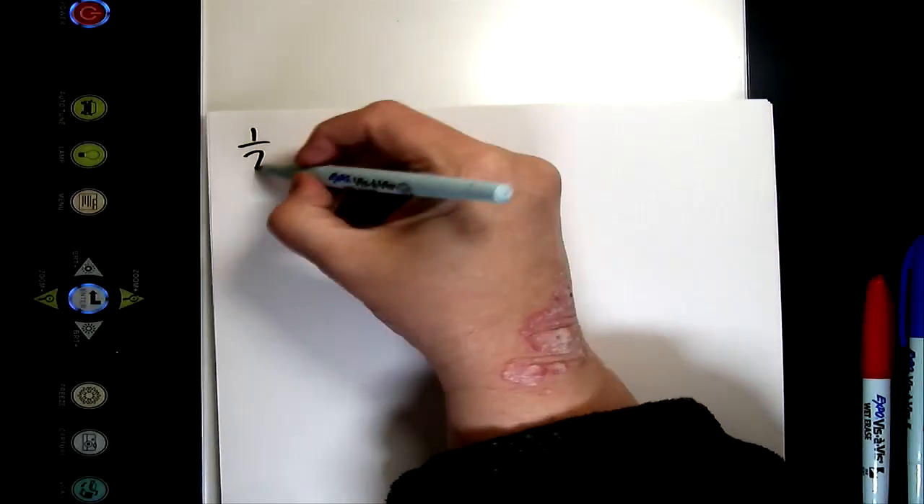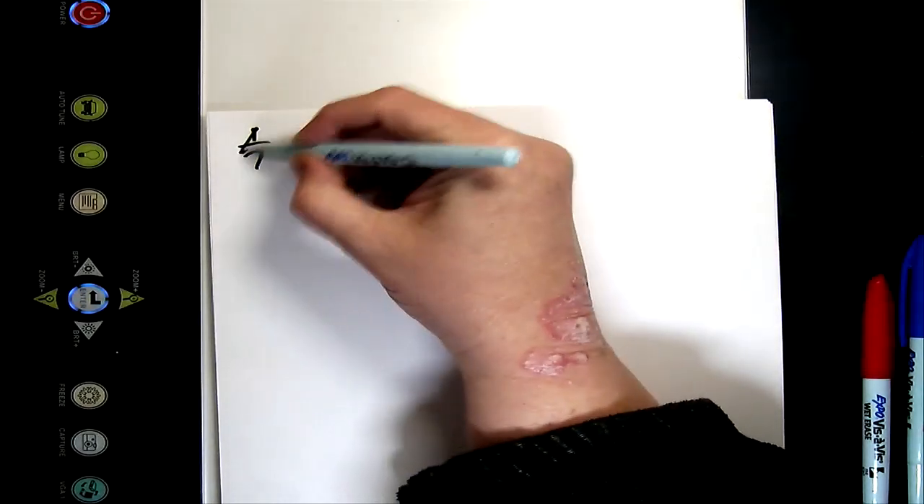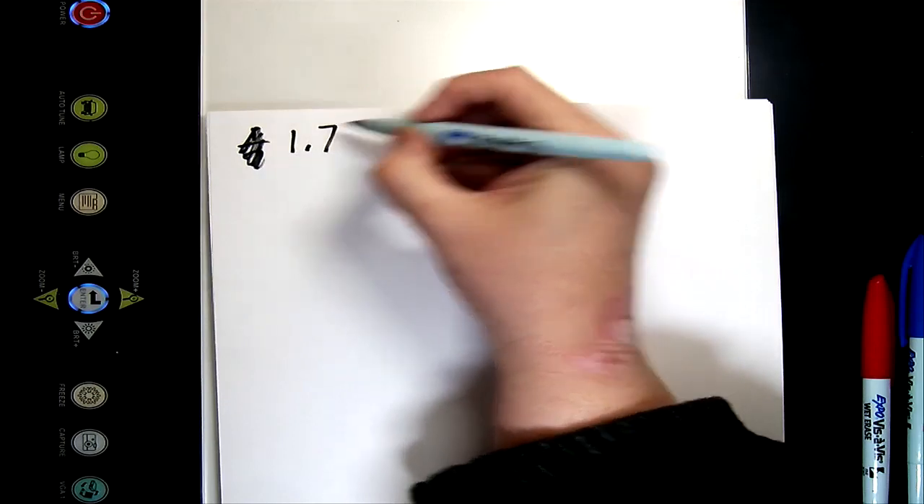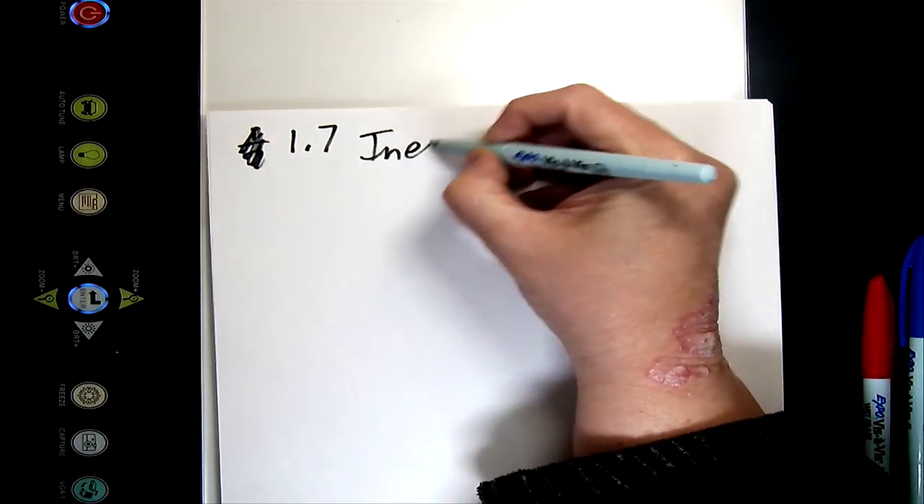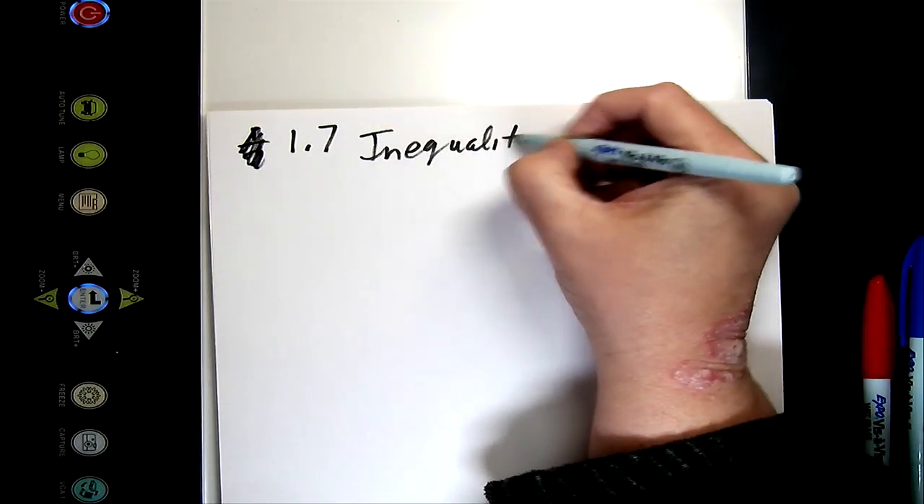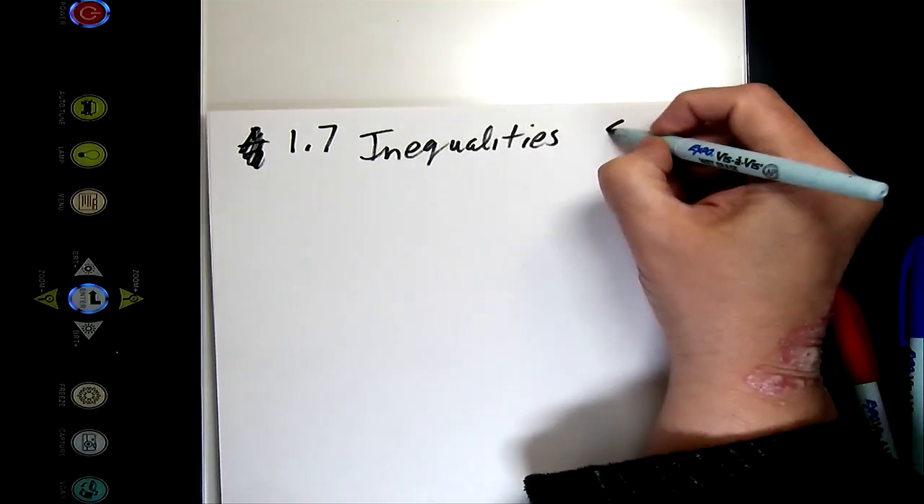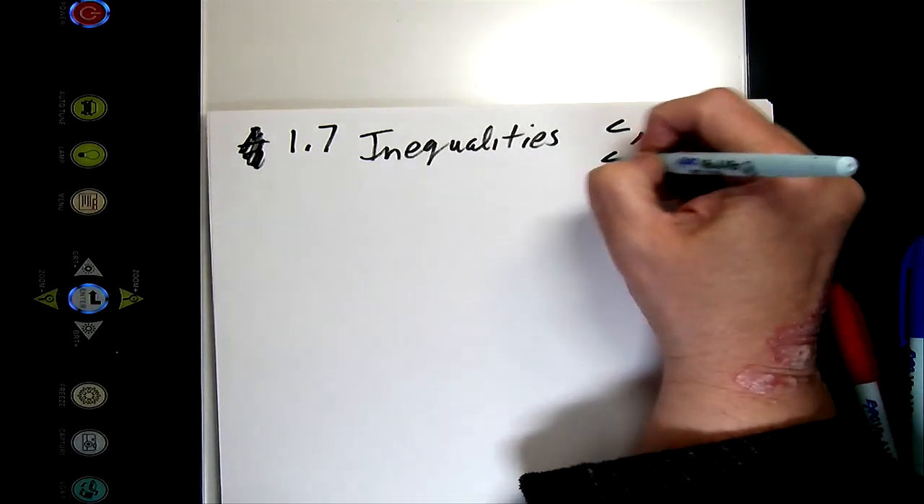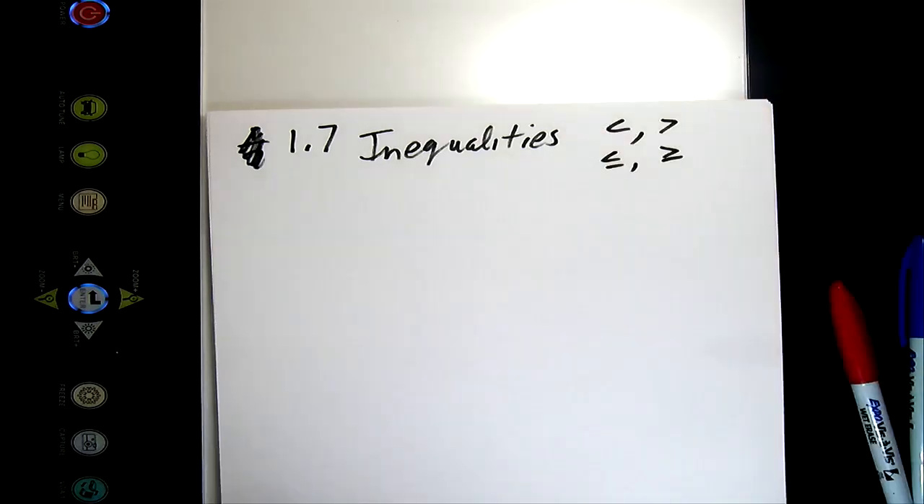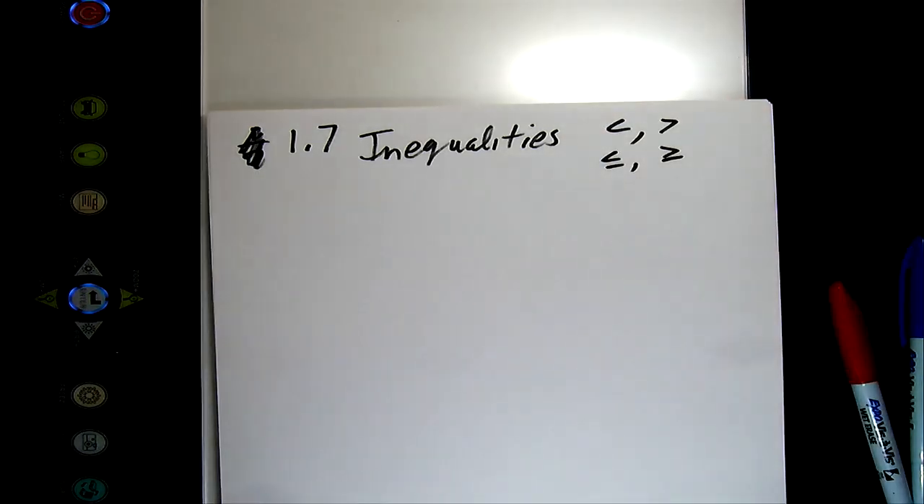Oh, really? Interesting. All right, 1.7 is on inequalities. Look at that, I can't even write 1.7, I write 1.17. Inequalities. Like less than, greater than, less than or equal to, greater than or equal to, but in equations.